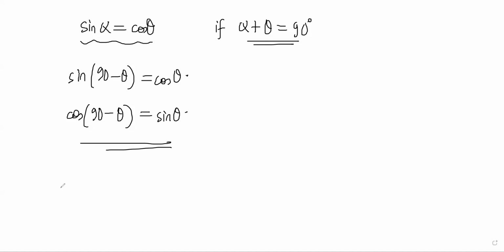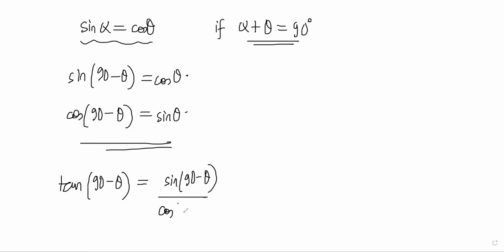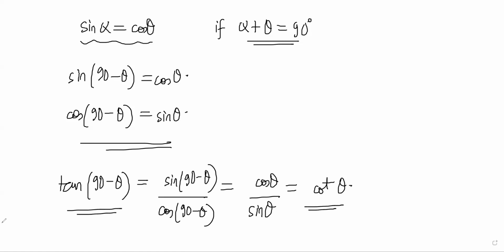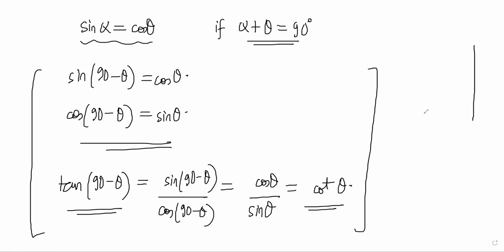And so therefore you can also say tan of 90 minus theta is equal to sine of 90 minus theta by cos of 90 minus theta. So that will be equal to cos theta by sine theta. So that is equal to cot theta, right? So these are the three rules for complementary angles, and this can be shown very easily using a right angle triangle and taking these two angles theta and alpha, right? So this is all the stuff that you had learned in 10th grade.